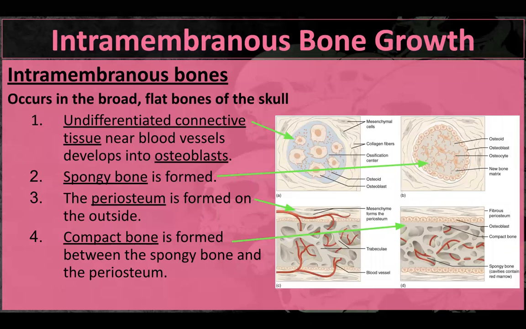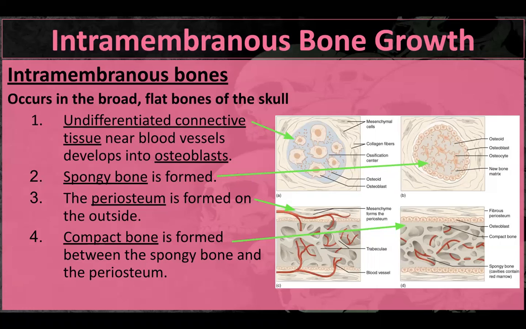To start off, our first type of bone growth is called intramembranous bone growth. This is the type of process that occurs in your flat bones. The flat bones of your skull grow using this process. We start off with a mass of undifferentiated connective tissue that is located near blood vessels. So there are blood vessels nearby and flowing through it.